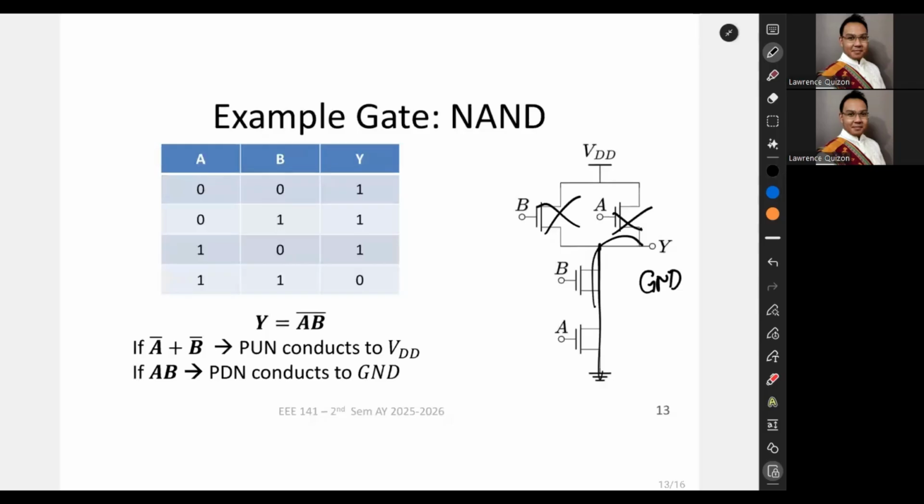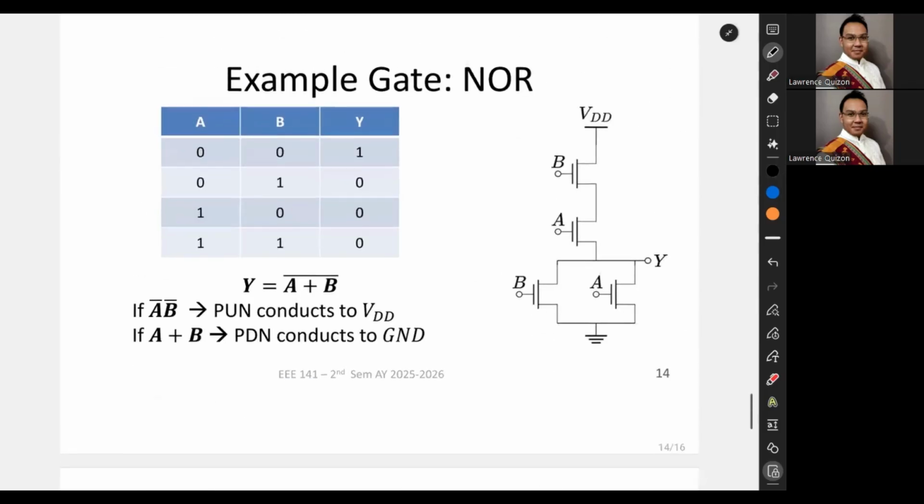Okay? Next, we have a NOR gate. Same thing happens. If A and B are both 0, then these are connected to VDD. So that's 1. If either of them is 1, what happens? Well, one of these would be closed, so we cannot be connected to VDD, and one of these would always be open if either of them is 1, so then Y would always be 0. And that's what a NOR gate is.